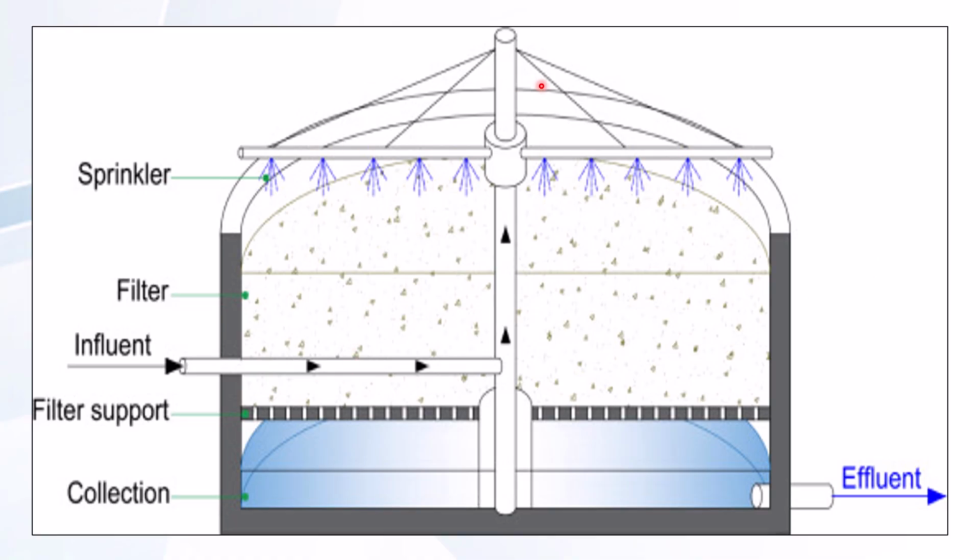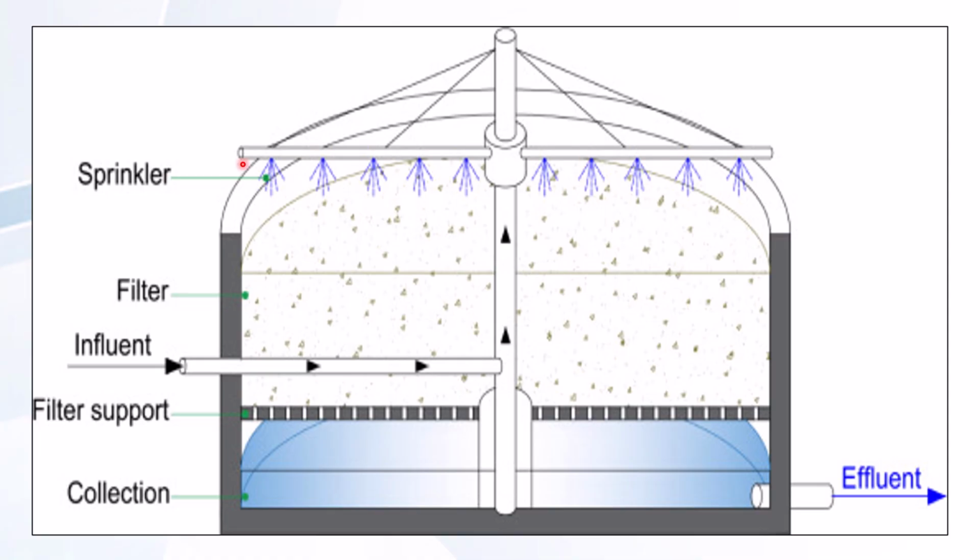This diagram shows the internal working of a trickling filter. At the top, we have the sprinklers or the rotating distributor arm. It sprays the incoming wastewater, called influent, evenly over the filter bed. This influent contains the organic matter that needs to be treated.